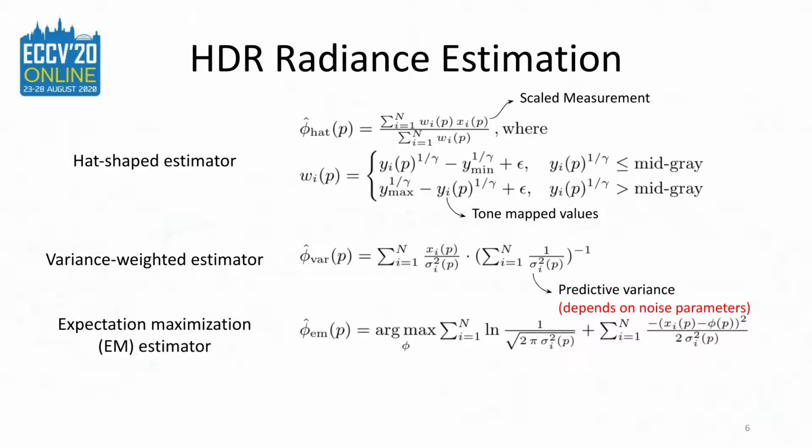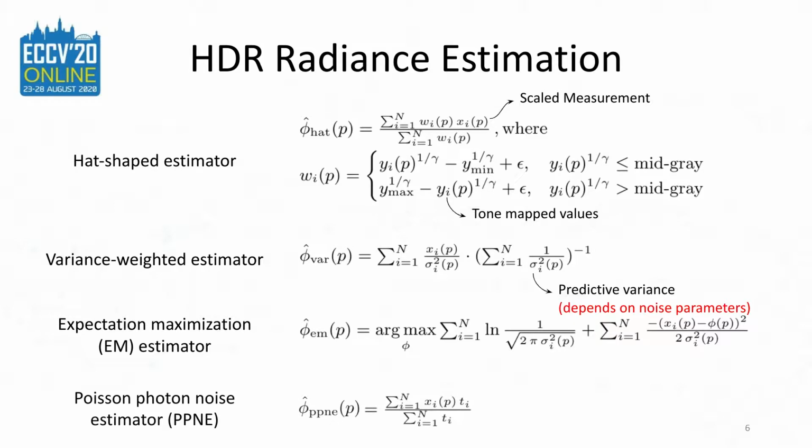Alternatively, the iterative expectation maximization or EM algorithm leads to a more accurate estimation of the radiance. However, both these estimators are highly sensitive to the calibrated noise parameters, which are difficult to obtain in practice. Instead, we show that a comparable HDR estimation is possible by ignoring the contribution of static noise and then maximizing the log likelihood. The Poisson photon noise estimator, or PPNE, has a simple analytical form enabling the efficient computation of the radiance. An added advantage is that knowledge of the noise parameters is not required to provide accurate estimates.